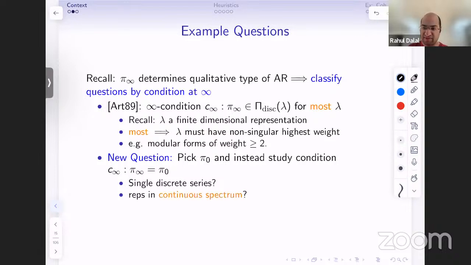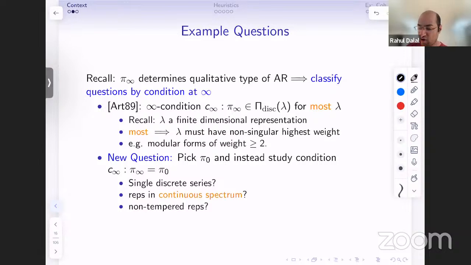Maybe we can ask for representations in the continuous spectrum, and maybe we can ask for non-tempered representations also. You can see it might get harder or easier depending on what technique you're using and which of these you're trying to do. So this is how we're going to change the question we're looking at. Instead of the condition we had before, which was very well dealt with by Arthur's '89 technique, we're going to try to see whether we can extend it to these more complicated questions with more complicated representations at infinity.